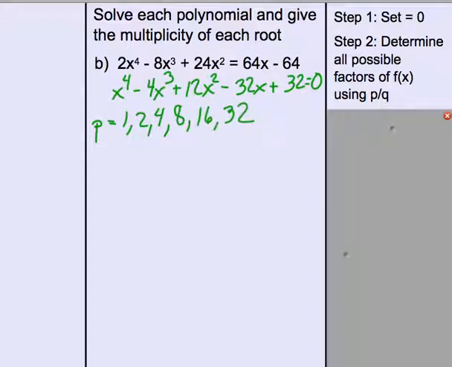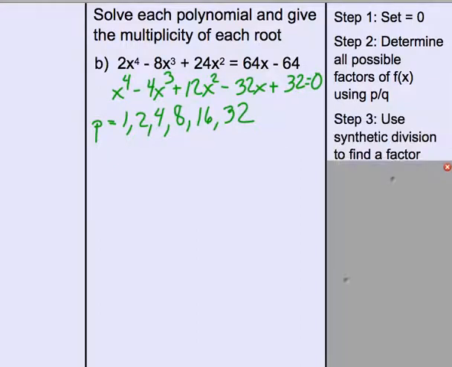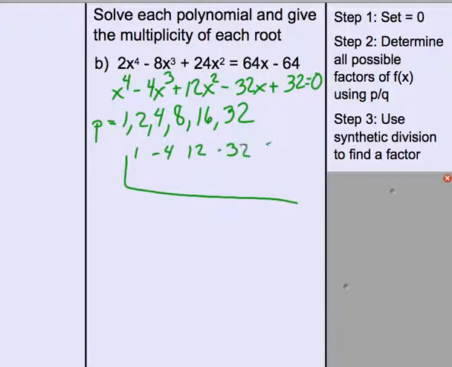Okay, so those are all the factors of 32. So I'm going to set up my synthetic division now to check and see if any of them are indeed factors. Now what I notice on this one is I'm not actually going to start with 1 because my final answer is 32. And multiplying by 1, even if I'm adding it to some numbers, probably not going to get me up to 32. So I'm going to go ahead and start with 4 and see what happens.